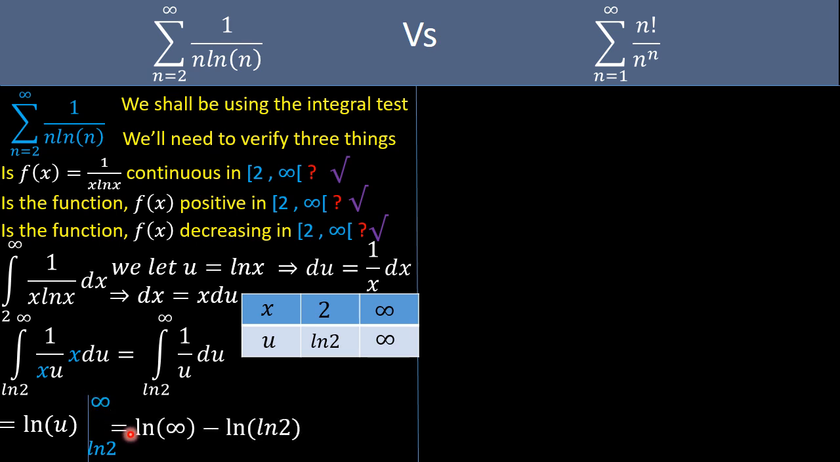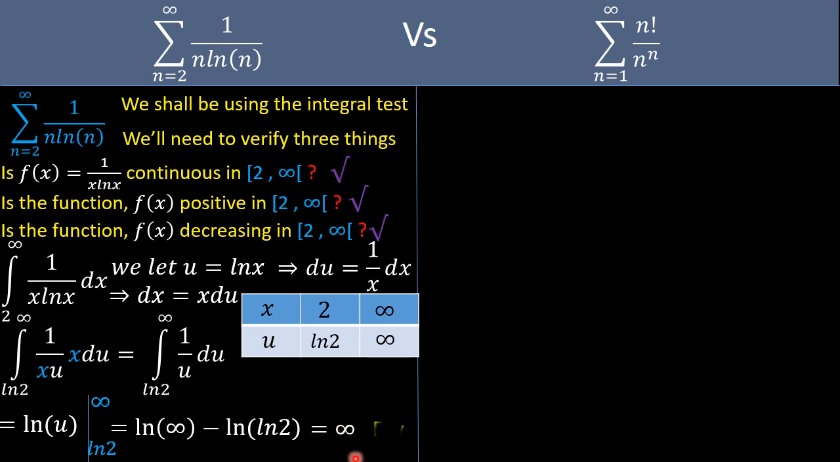Plugging in the limits, we have the natural log of infinity minus the natural log of the natural log of 2. The natural log of infinity is still infinity, and the natural log of ln 2 is a finite value. Infinity minus a finite value simply gives us infinity. So we can say that infinity is not a finite value.